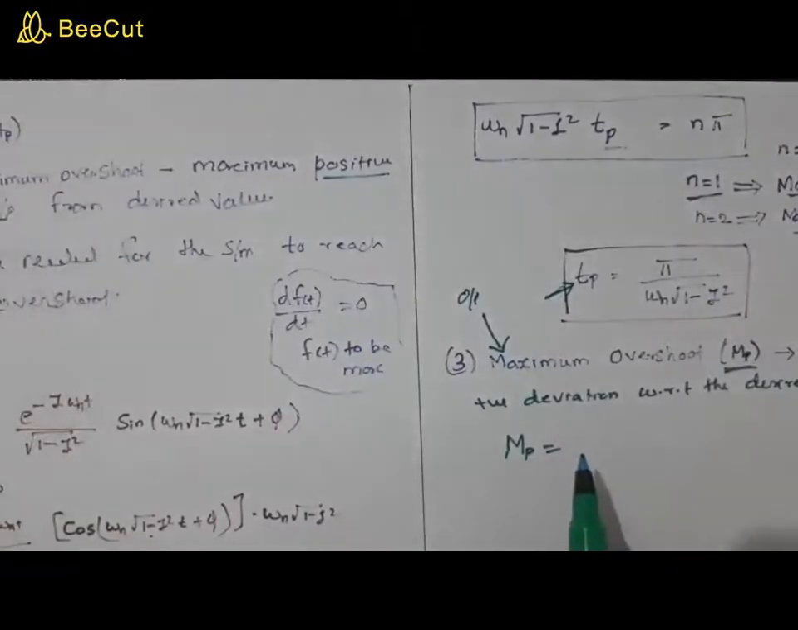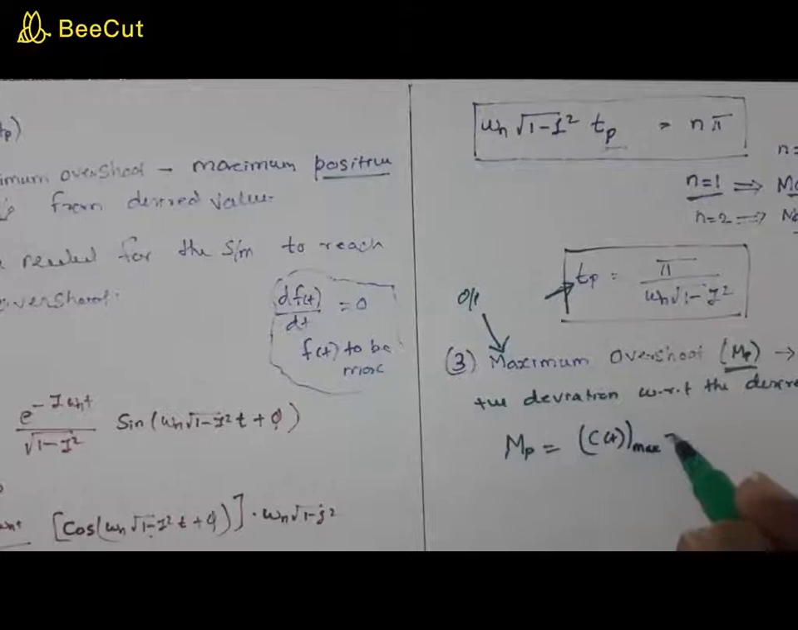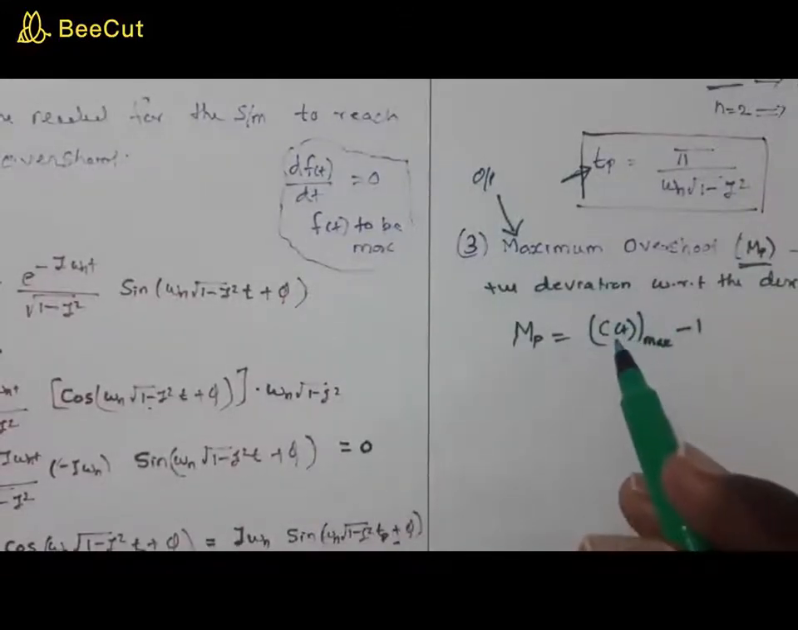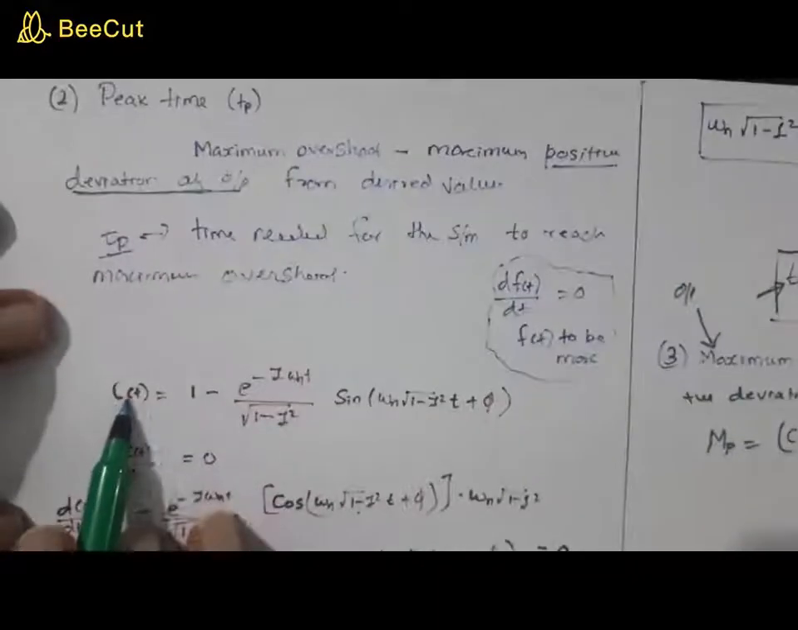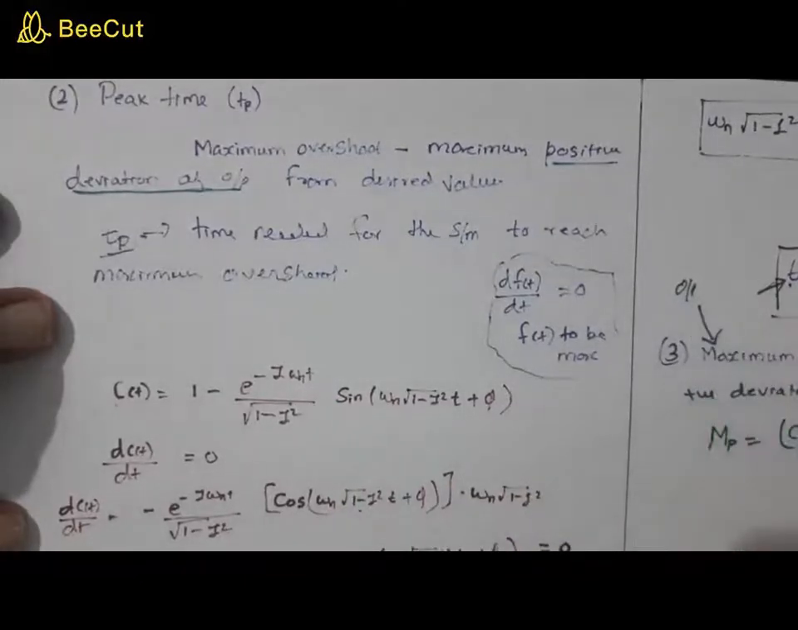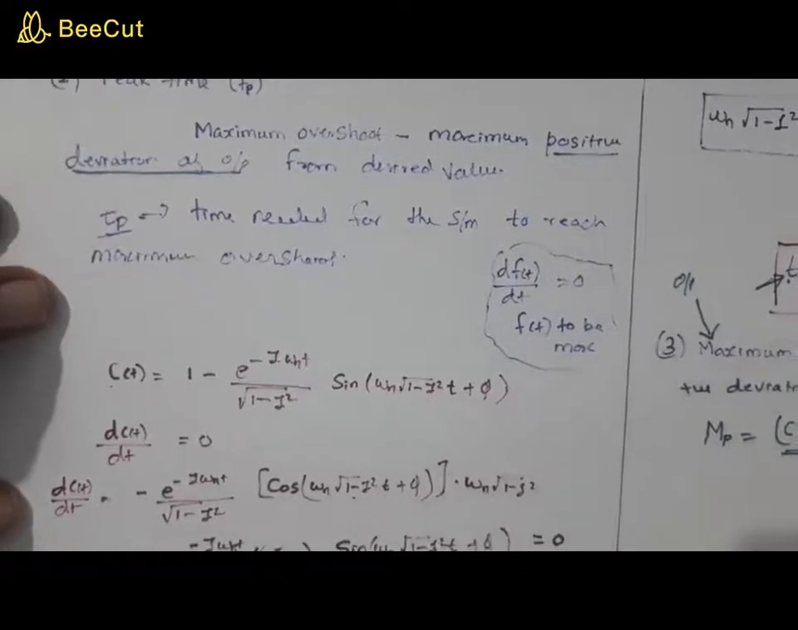This will give you the maximum overshoot. So this MP is nothing but C of t max minus 1. Now, how will you find the C of t max? The C of t max is obtained by putting the value of TP in this equation. Why? Because at this TP the output reaches this C of t max, right? And the deviation at that point is what is called the maximum overshoot.